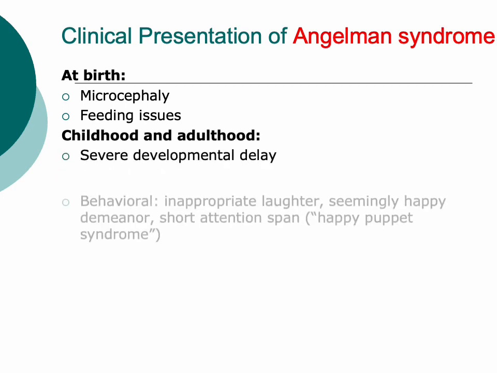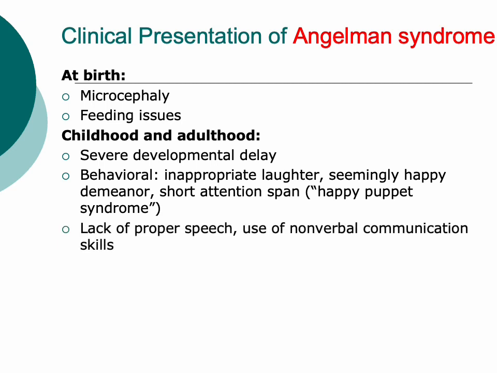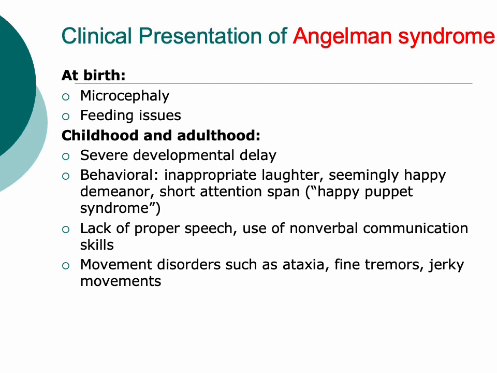During childhood and adulthood, they would have severe developmental delay, inappropriate laughter, a seemingly happy demeanor, and a short attention span. When you hear the term Angelman syndrome, think of happy puppet syndrome. They are children that are very happy. They seem not to have any problem. They lack proper speech, and they also lack the use of nonverbal communication. Movement disorders can also develop, such as ataxia, fine tremors, and jerky movements.